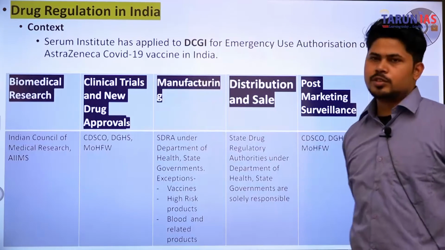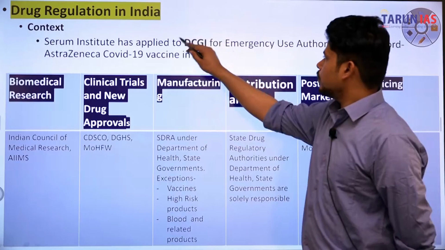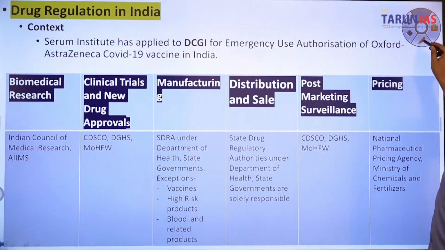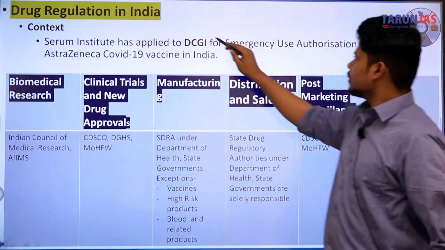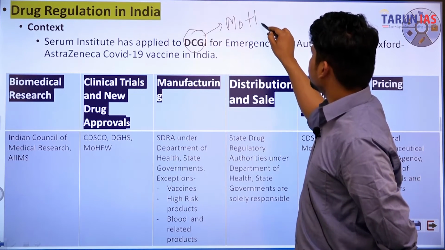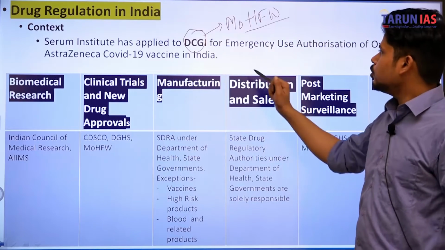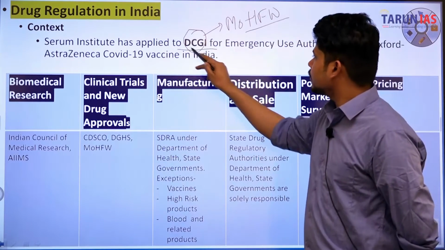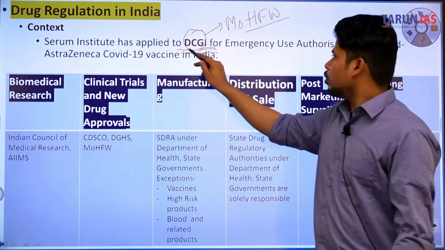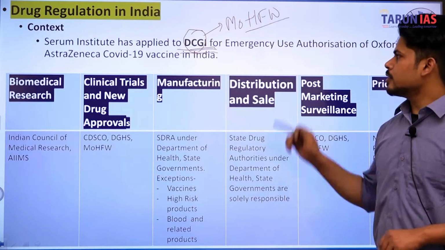Why? Because Serum Institute has recently applied to the DCGI, Drug Controller General of India. This is under the Ministry of Health and Family Welfare. From an exam point of view, this is very important: remember which organization or governing body falls under which ministry, because this has been specifically mentioned in the syllabus.